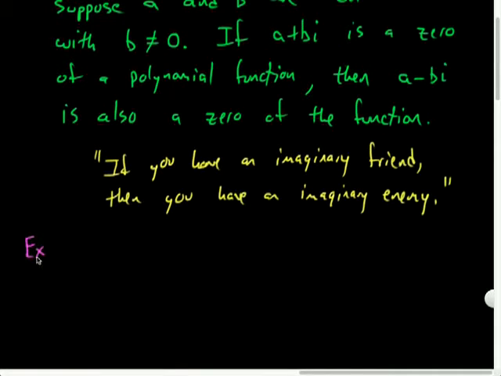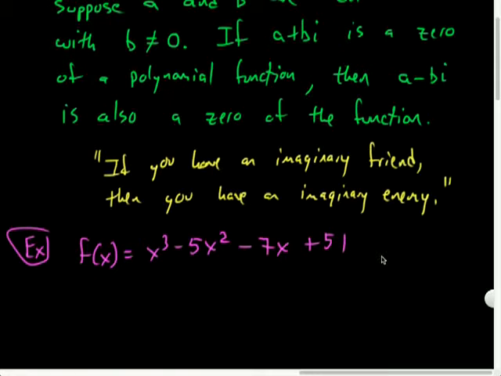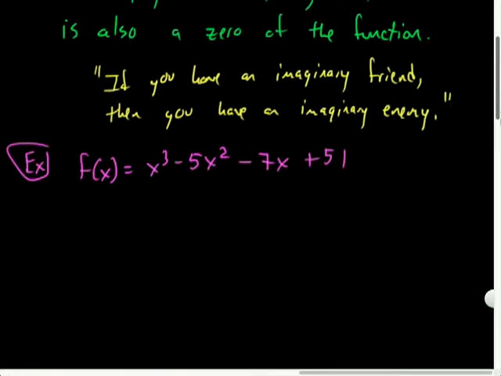Here's our example. Let's see. Suppose I have the polynomial f of x equals x cubed minus 5x squared minus 7x plus 51. All right. And I tell you, find all zeros and that 4 minus I is a 0.